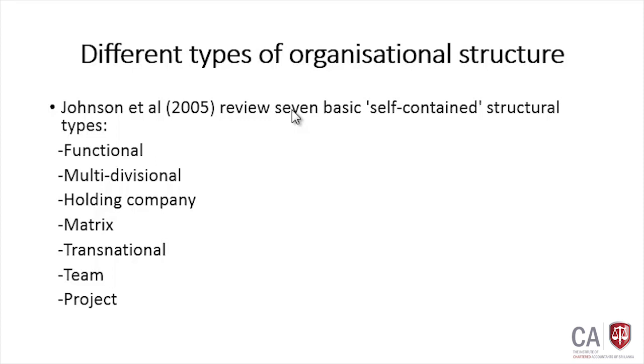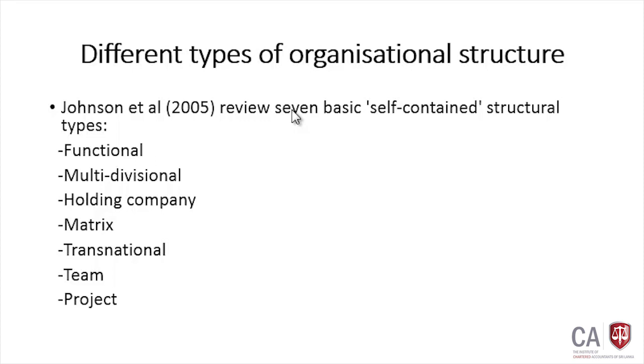Right. So if you look at different types of organization structure, Johnson and others review 7 basic self-contained structural types. I'm sure you have learned some of them in your early studies. So what are the different structural models which have been identified by Johnson and others? Functional, multi-divisional, holding company, matrix, transnational, team, then project. So 7 structures have been identified: functional, multidivisional, holding company, matrix, transnational, team and project.